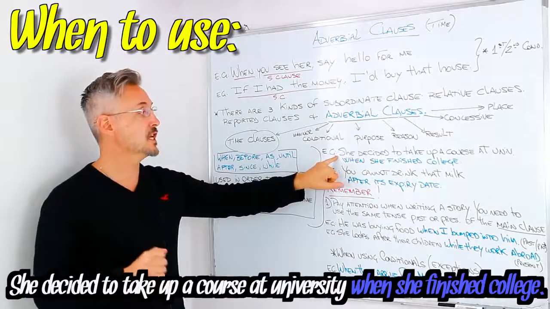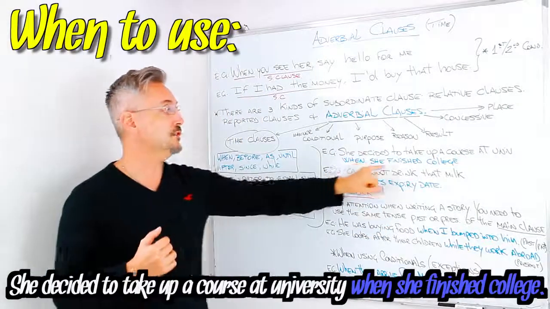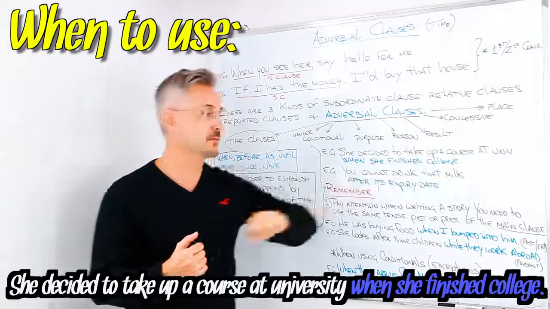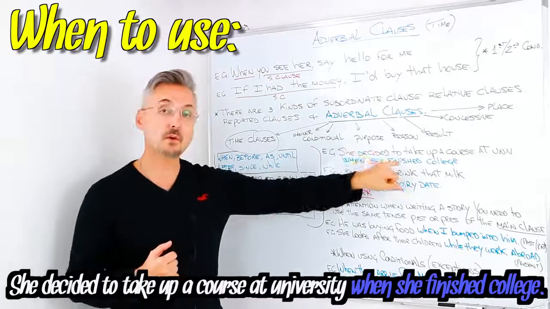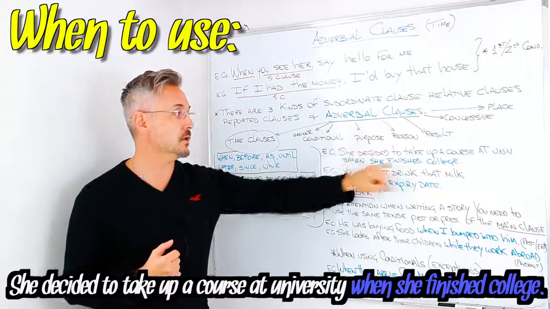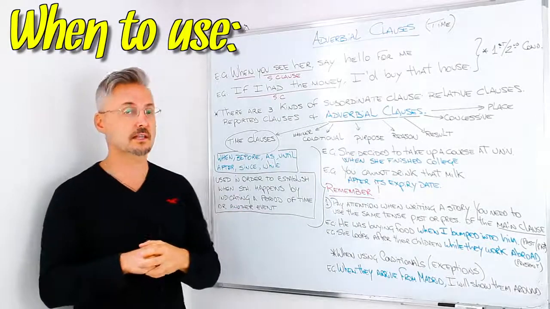So, I repeat, she decided to take up a course at university when she finished college. Look at the tenses right here. They're both in past simple. They follow the same tense. Let's look at the second example.